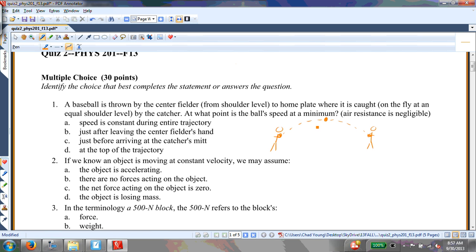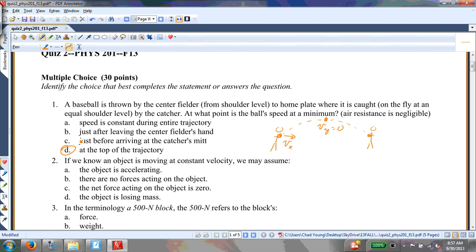At the top, the velocity in the y direction equals 0. And Vx is the same throughout. So the lowest that the speed ever gets is the same as the velocity in the x direction, and that's going to be at the top where the velocity in the y direction goes to 0. So the answer is D.